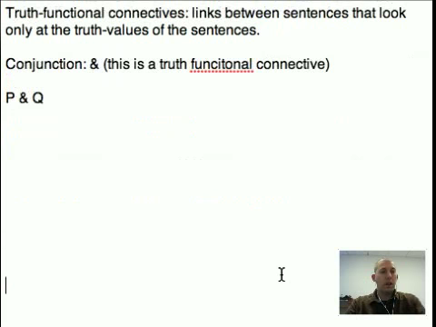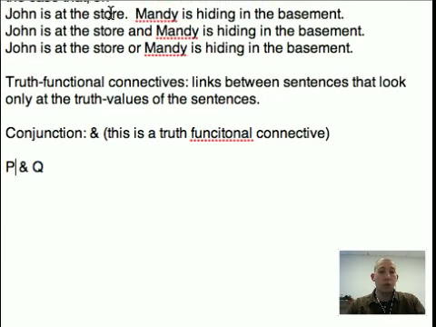Okay, and these letters here, these capital Roman letters, are abbreviations for an entire sentence. So P could stand for "John is at the store," and Q can stand for "Mandy is hiding in the basement." The idea here is that these Roman symbols stand for an entire sentence unit. So these you can think of as our atoms, and ampersand here is our connective. We're connecting this one sentence with this other sentence, and we're going to have some rules about it.